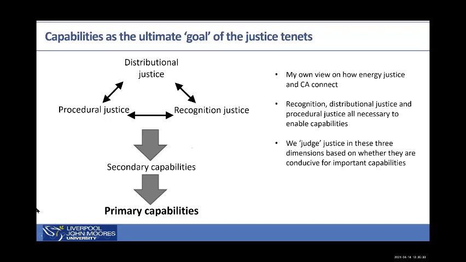So basically the ultimate normative goal in what we're trying to achieve in having a fair distribution of resources, fair decision making, and recognition and respect for all people, is ultimately so we can enable people to have the primary capabilities they need for a flourishing life. So we make a judgment about whether justice is achieved in each of these dimensions based on whether people are able to have the capabilities they need for a flourishing life. So that's really how I personally see the connection. It's the one that most makes sense to me.